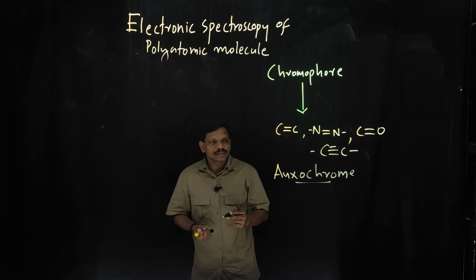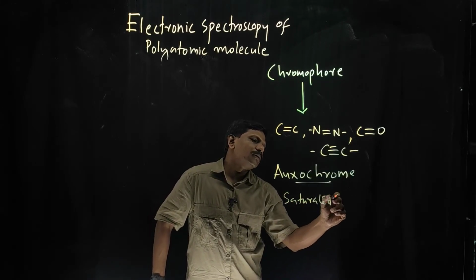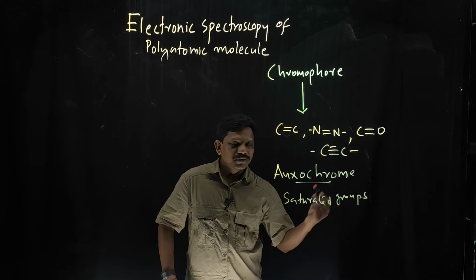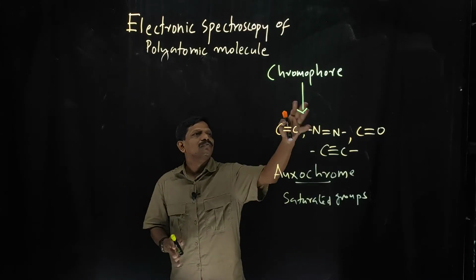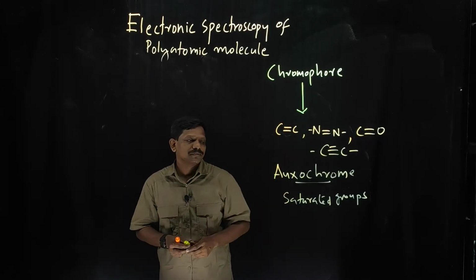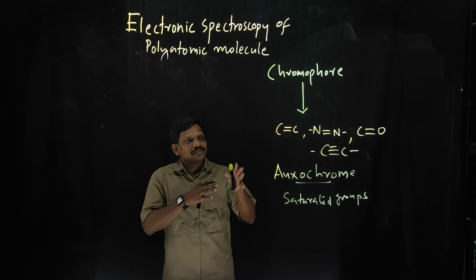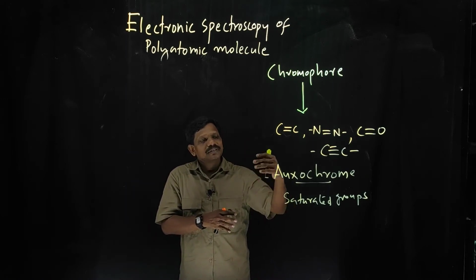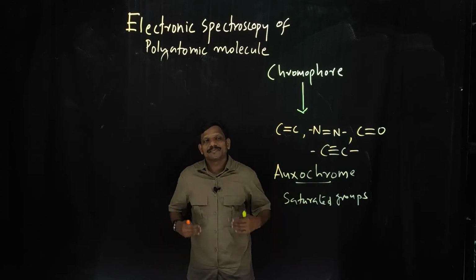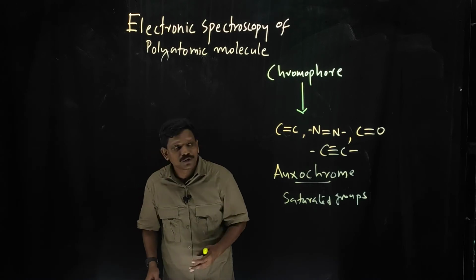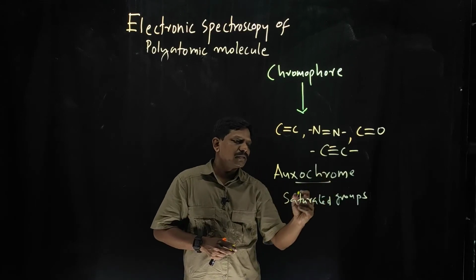Okay, oxochromes are the groups. Oxochromes are normally saturated groups that can shift the wavelength of the chromophore groups. That means oxochromes are normally associated with the chromophore. If it is associated with a chromophore, that will shift the wavelength of the chromophore. That means it will influence the light absorption of this chromophore. Okay, so that is the definition of oxochrome.